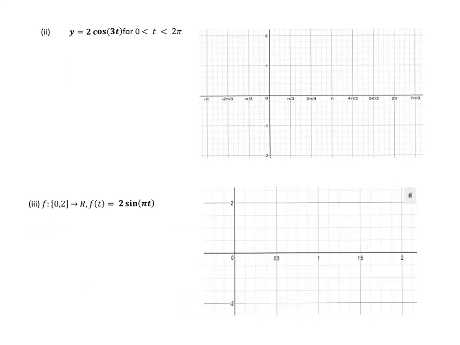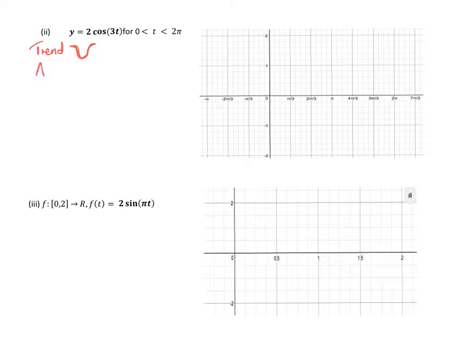Y equal to 2 cos 3t, where t is between 0 and 2 pi. Starting to get a little bit tougher, but let's get all the information out that we know. So the trend of this graph, it's a cos graph, it's positive, so it pretty much would look like that. That's what our cos graph looks like. All right, where do we go from there?